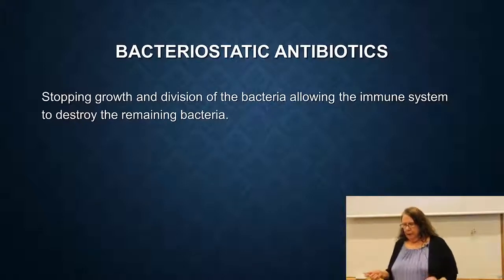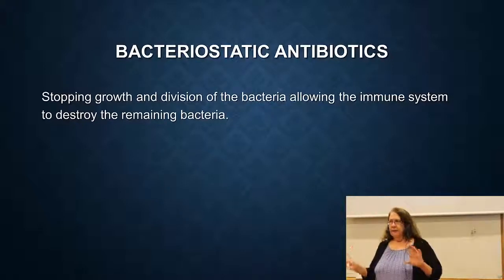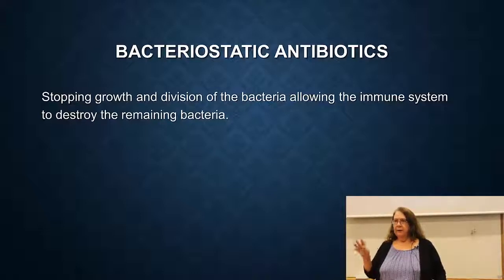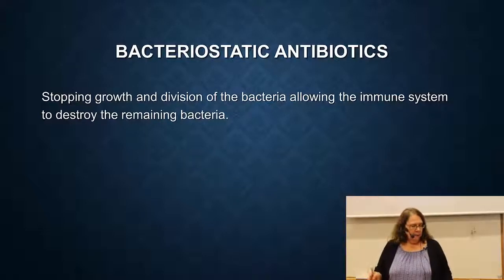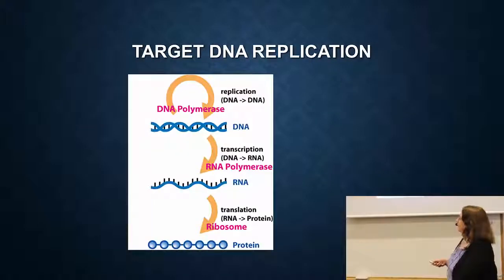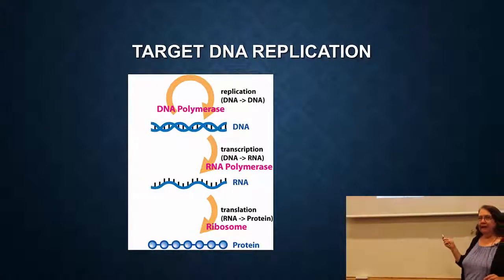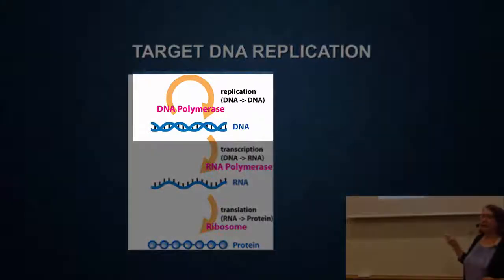Okay, so now we're going to talk about different types of antibiotics and how they work. As I said last week, I talked about penicillin affecting the cell wall, and we'll come back to that. But today I want to talk about other antibiotics. So the first antibiotic I want to refer to targets DNA replication. Okay, I showed this slide last week. You have DNA, goes to RNA, goes to protein. We're going to focus up here on DNA.